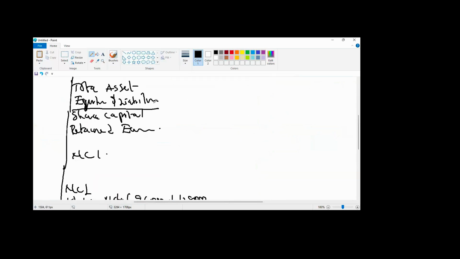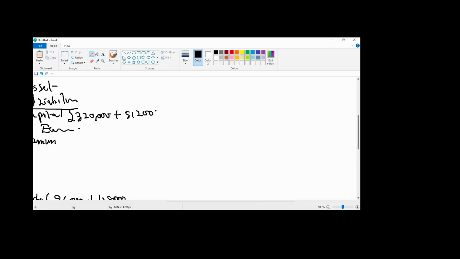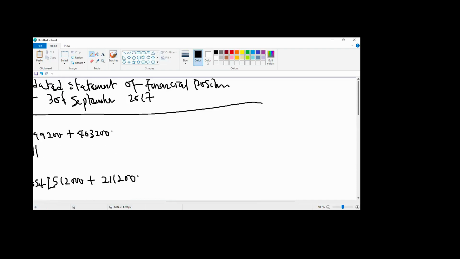I will ask the question: what is the share capital in the question before? What is the share capital of the parent? 320 plus 200 credits. There was no share premium, so I will create share premium. That is all. I have recorded 256 share premium account.